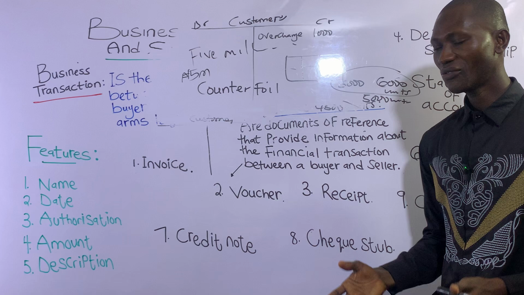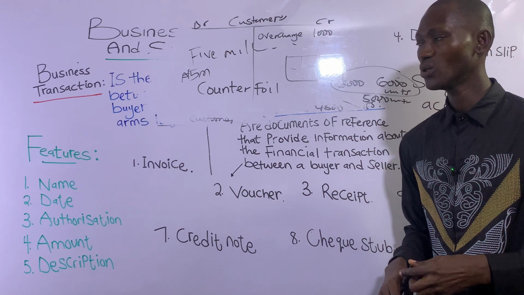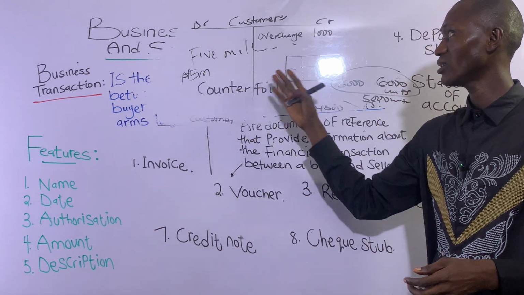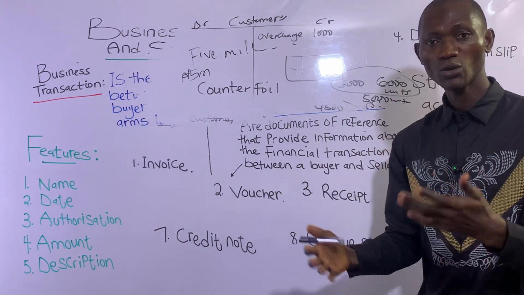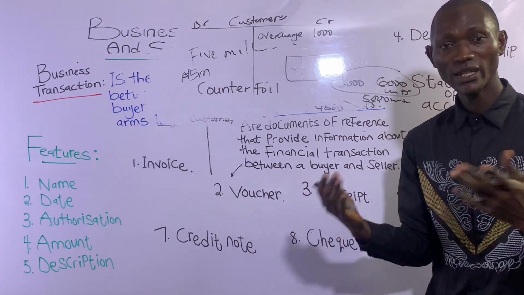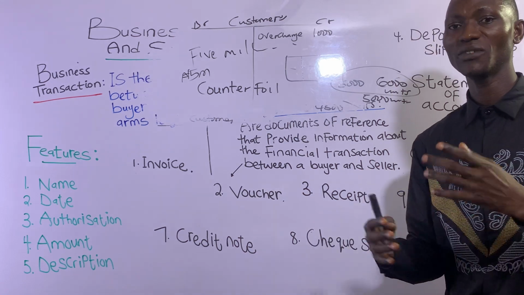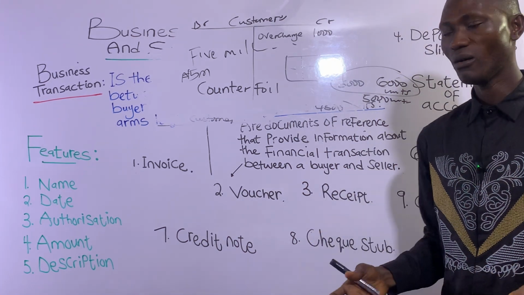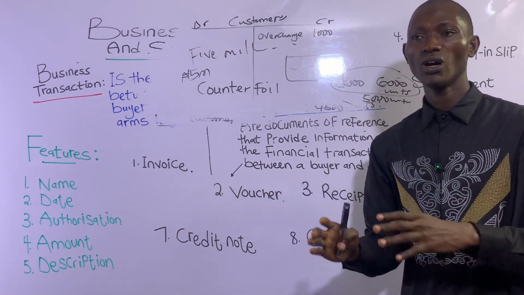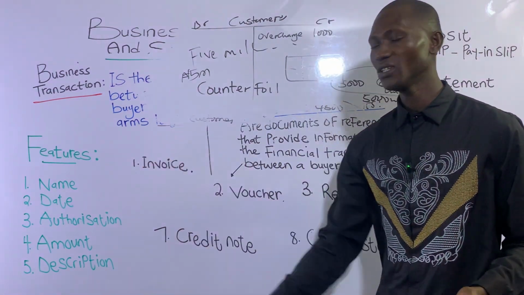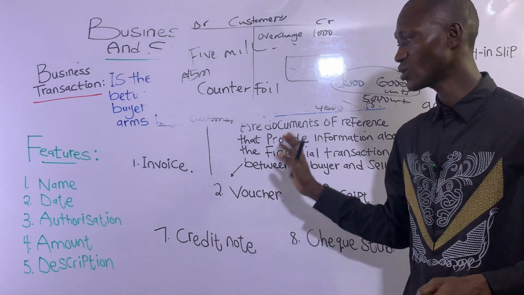So I think you've all learned one or two things in today's episode. We've talked about business transactions and source documents. We've talked about the source documents that are still in use. Some are not in use, some are still in use. So those that are still in use, we've talked about them. And don't forget, some of them are now in electronic form, unlike before, where we used to have them in hard copies. Then we've talked about the features that are similar to each of these source documents.